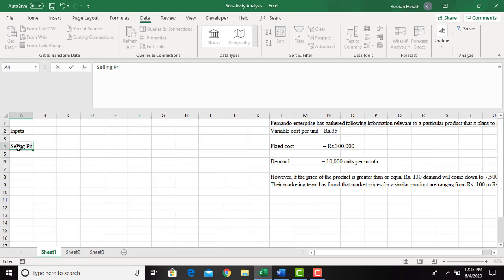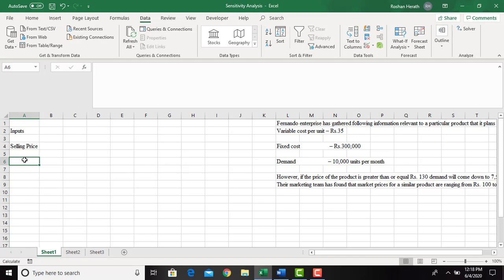selling price එක අපි ගමු. අපි ටිකක් තියාගමු. ඒක formula එකක් විදිහට අපිට ගන්න වෙන්නේ. variable cost එක ගමු. ඒක 35 per unit. fixed cost එක තියෙනවා. Fixed cost is there. How much? Fixed cost is 300,000 per month.